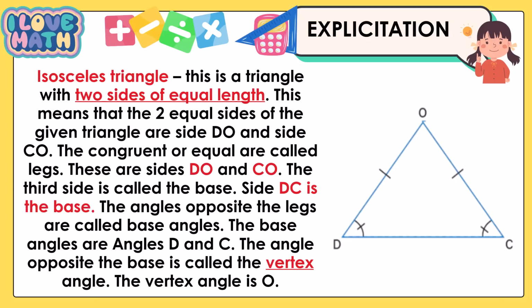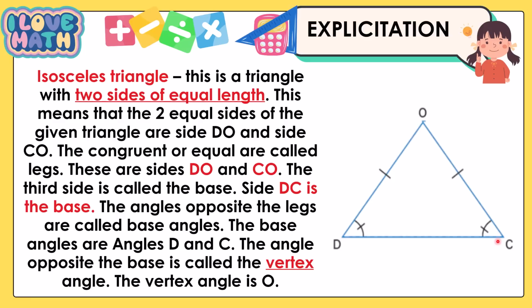Isosceles triangle. This is a triangle with 2 sides of equal length. This means that the 2 equal sides of the given triangle are side DO and side CO. The congruent or equal sides are called legs. These are sides DO and CO. The third side is called the base. Side DC is the base.